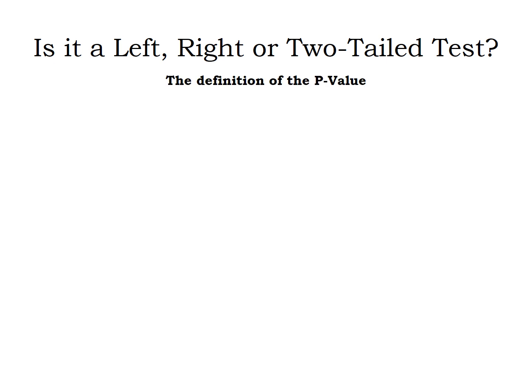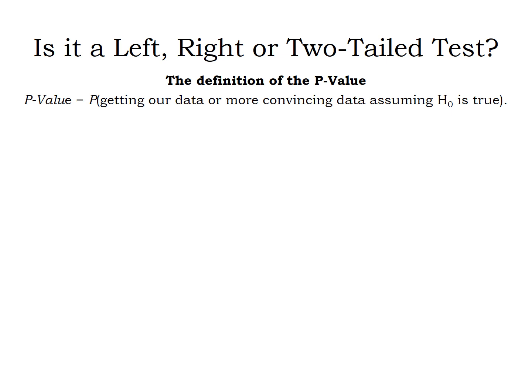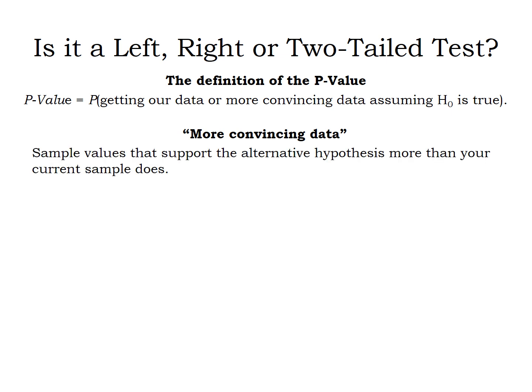The definition we are using is that the p-value is the probability of getting our data or more convincing data, assuming the null is true. Our data just means whatever you see in the sample. More convincing data is data that would better support the alternative hypothesis than the data or sample that you have. Because remember, the alternative hypothesis is always what you're trying to prove true.